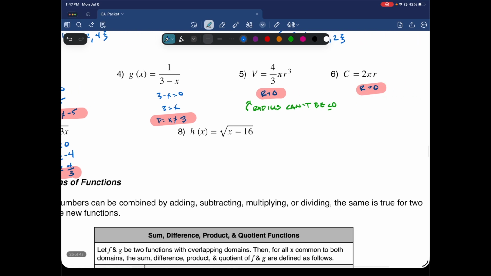On 8, I got x minus 16 is greater than or equal to 0. x is greater than or equal to positive 16. That's it. Again, when you're dealing with radicals, you're not throwing anything out.